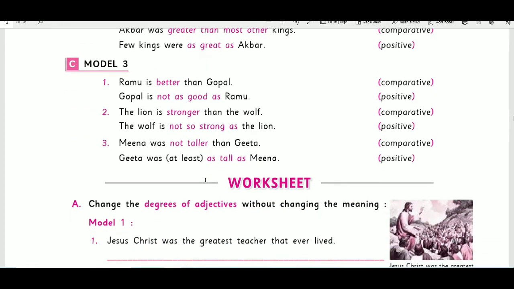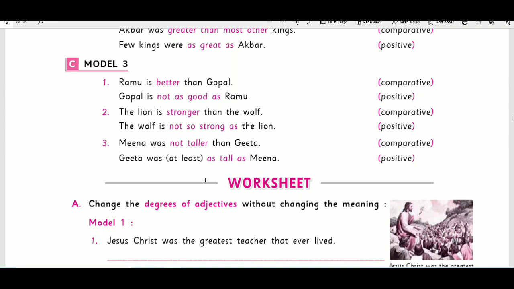Model 3 is a comparative. It's only comparative, comparing one to another. So there is no superlative because it is between two. Ramu is better than Gopal. So I can express it as positive. Gopal is not as good as Ramu. Okay, there is no superlative because it is between two. The lion is stronger than the wolf. The wolf is not so strong as the lion. I can make it positive.